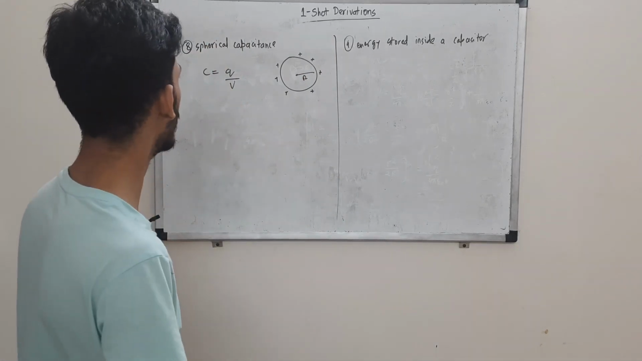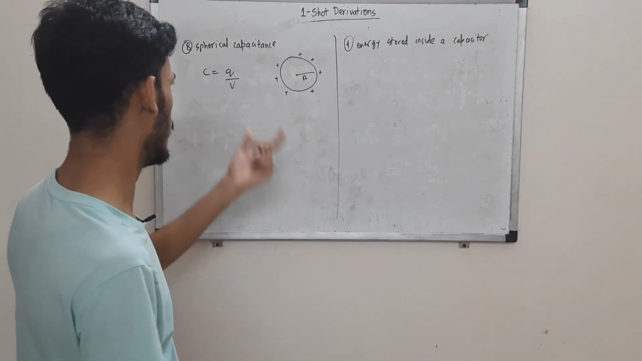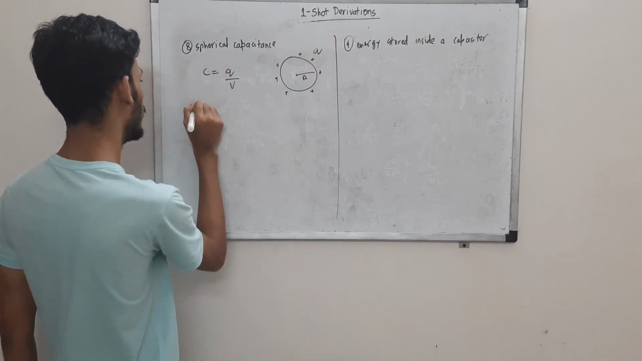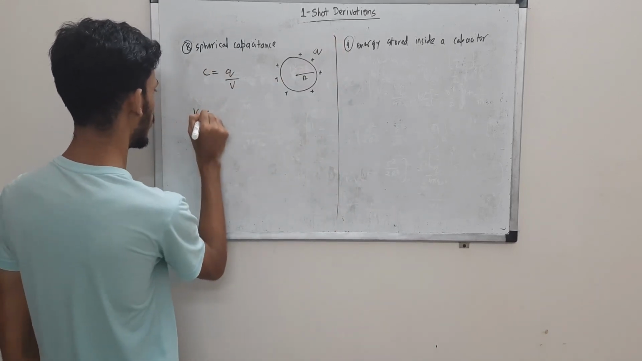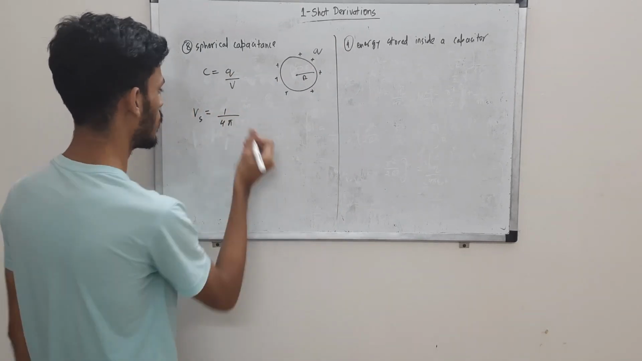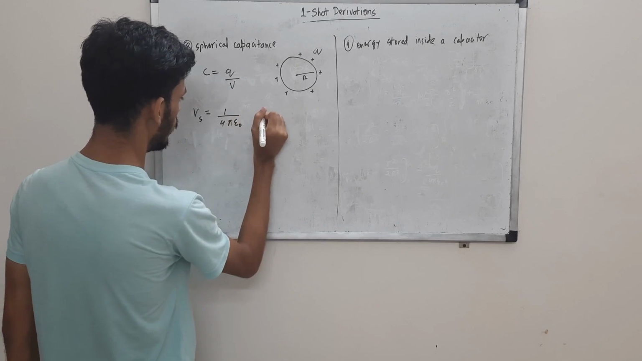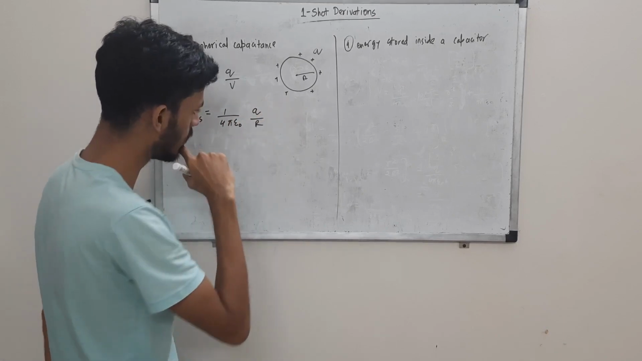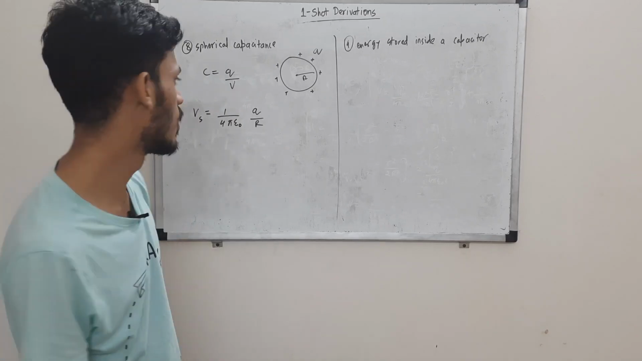Suppose we have a spherical conductor, and it holds some charge plus Q, and you can easily find the potential at the surface. You know the relation now for a spherical shell or even a solid conducting sphere. That will be 1 upon 4 pi epsilon naught Q by R, right? This is the potential at the surface.